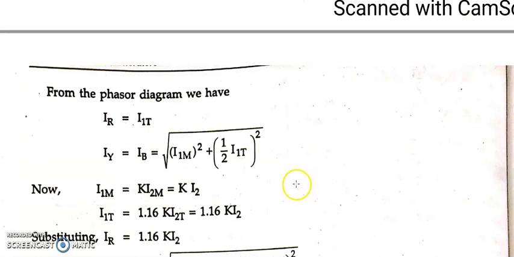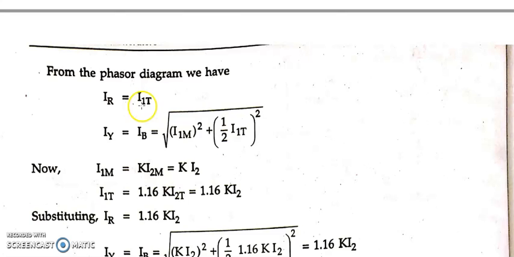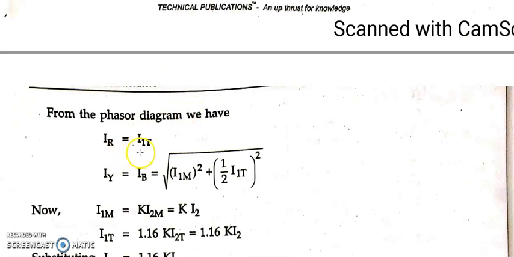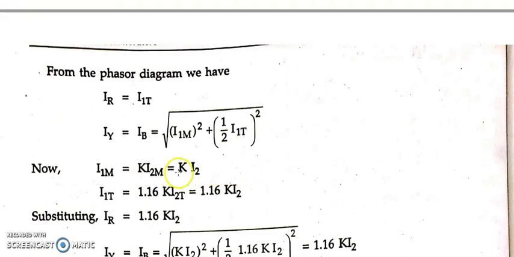So the same thing you can write here from the phasor diagram. Even with this phasor diagram the formula remains the same. IR is equal to I1T, and Iy is equal to the square root of I1M square plus half I1T whole square. This you already know. And also we know that I1M is equal to k times I2M. We have also proved this. Since I2M is equal to I2, we have replaced I2M by I2 over here. And similarly, I1T is equal to 1.16 times k times I2T. This also we have proved. And I2T is equal to I2.